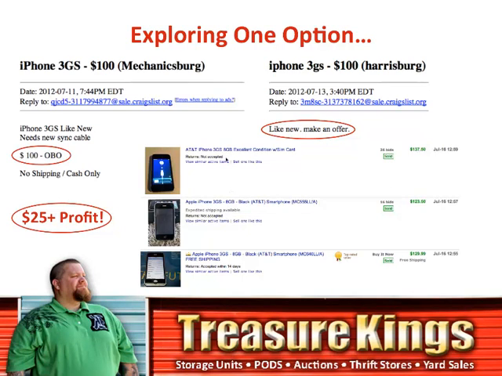But here's what I want you to see. These are completed listings off of eBay, and look what they're selling for. $123.50 up to $137.50. So you're easily scoring $25 plus in profit.